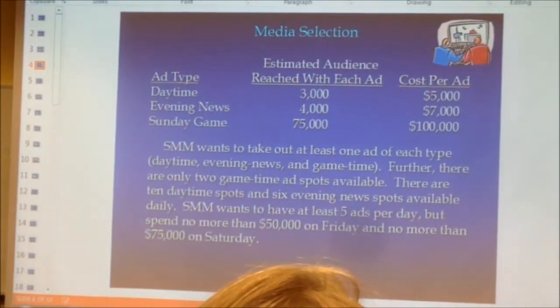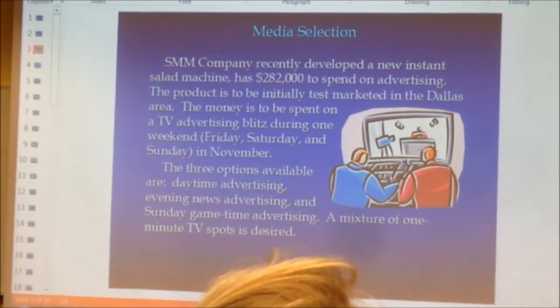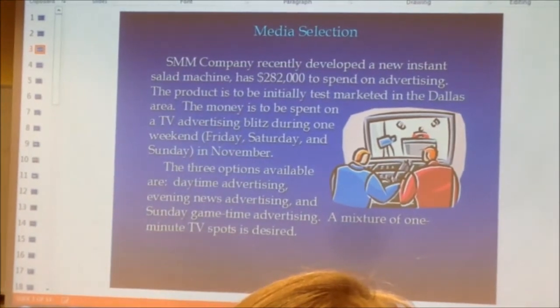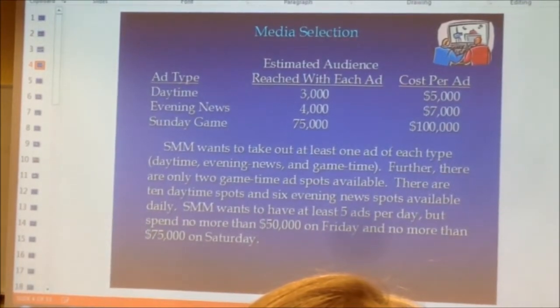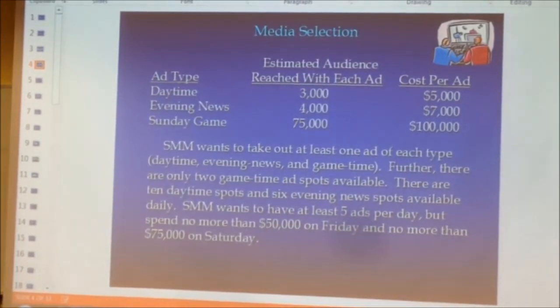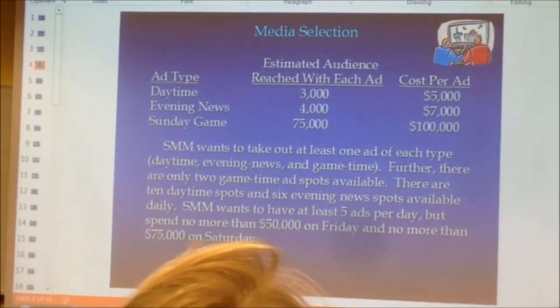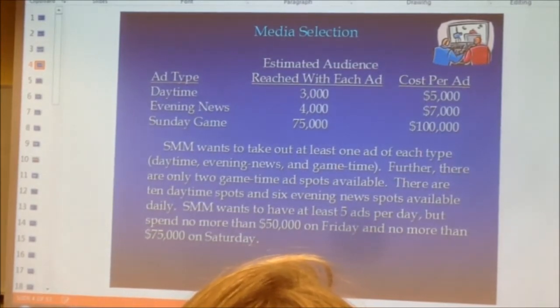Hey, what was their original budget, by the way? 282. Less than equal, greater than equal. That's right, you can't go over budget, so it's a less than equal. We got to turn our variables into money. So we will look at, there's our costs. We have to take all 6 variables: daytime Friday times 5,000, daytime Saturday times 5,000, daytime Sunday times 5,000, evening Friday times 7,000, evening Saturday times 7,000, evening Sunday times 7,000, game time Sunday 100,000. All the variables times the amount they cost less than equal to the total budget.